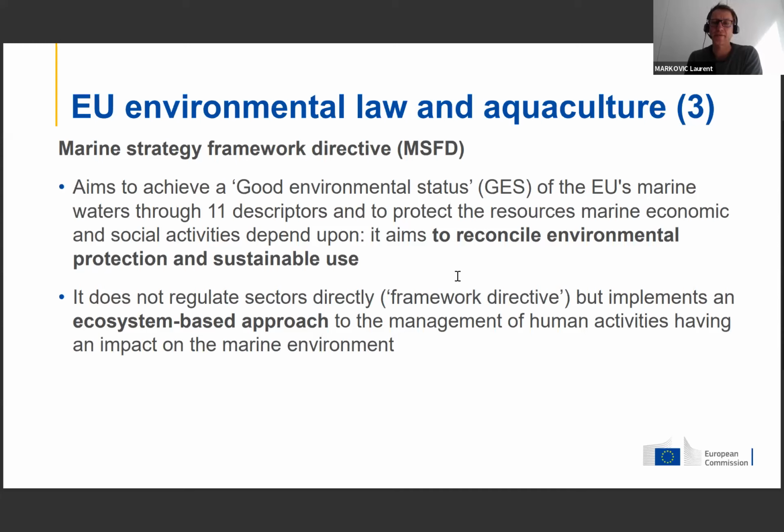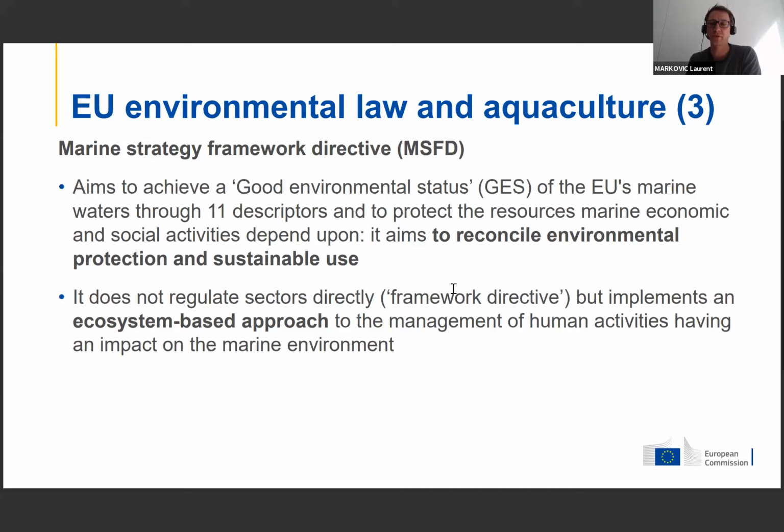So it is a framework directive, which means it touches upon plastic pollution, fisheries, noise in water, contaminants, and so on and so forth, but it does not regulate those activities directly, because you have sectoral regulations and directives regulating the sectors themselves.